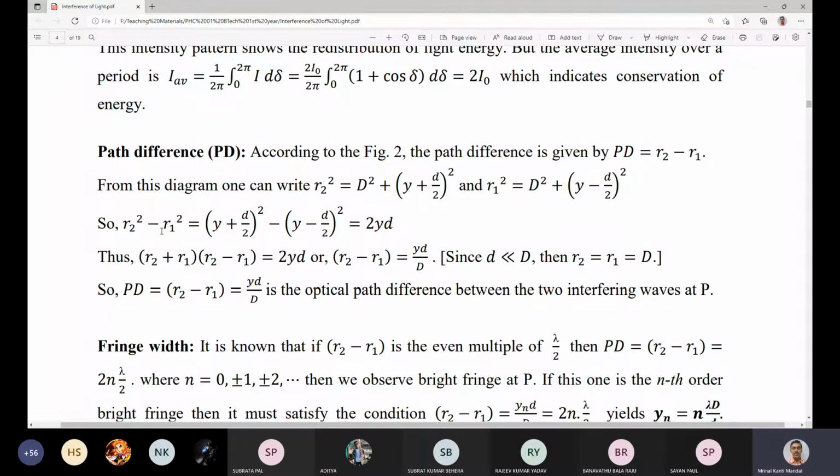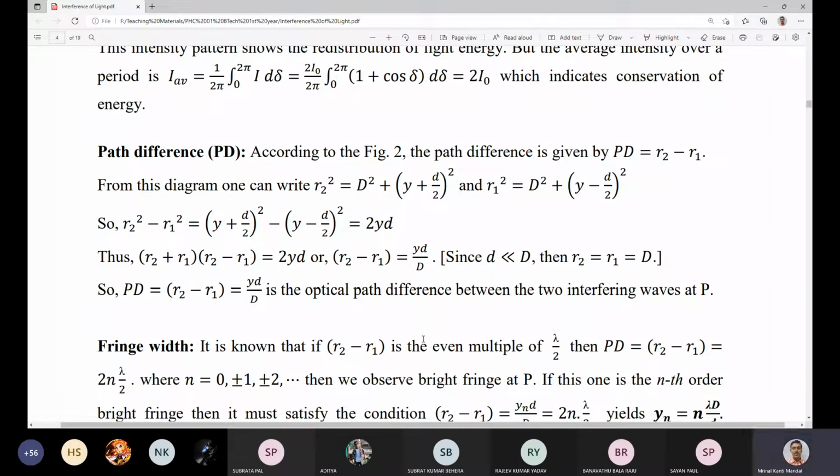Now this R2 square minus R1 square, you can write as (R2 plus R1)(R2 minus R1). Now R2 plus R1 is nearly equal to twice D, since capital D is very large compared to small d, so R2 and R1 are both nearly equal to D. So R2 minus R1 is twice Yd divided by twice D. So the path difference R2 minus R1 is Yd by D, right?